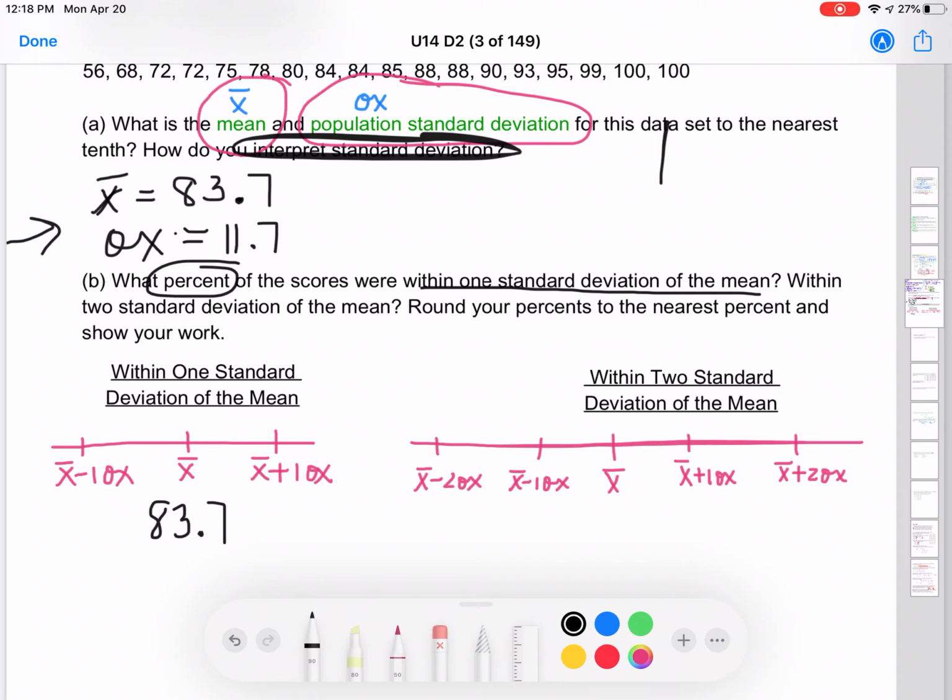Now if I want to go X bar plus one standard deviation, I'm going to do 83.7 plus 11.7, and I get 95.4. Then I'm going to do X bar minus one standard deviation, so 83.7 minus 11.7, and I got 72.